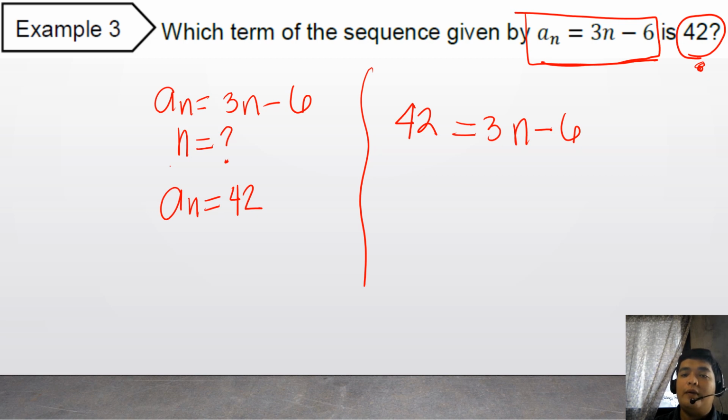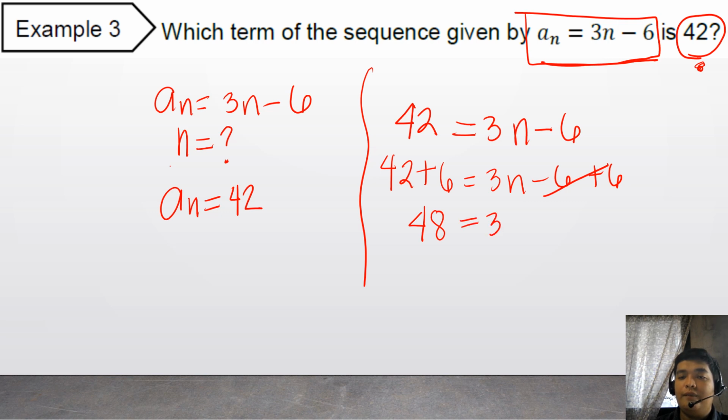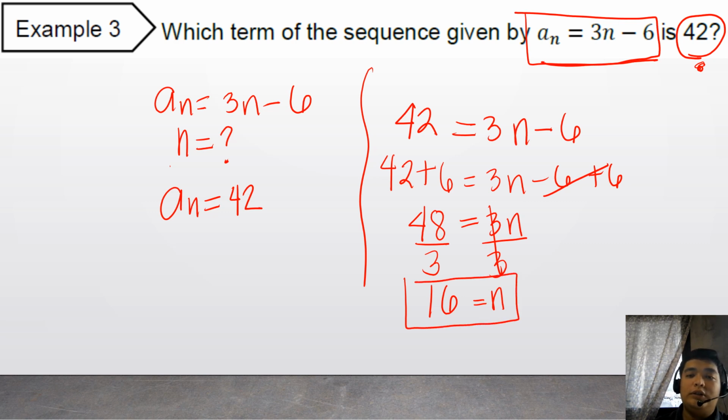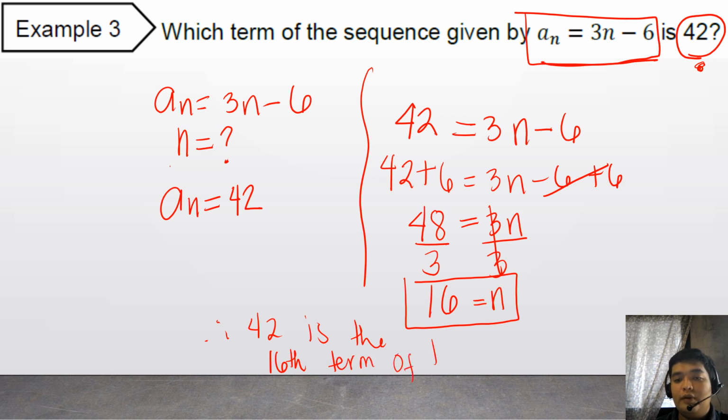So, what should we do? To eliminate the negative 6 here, we add 6 to both sides. So it is 42 plus 6 equals 3n minus 6 plus 6. By the addition property, that is 0. So 42 plus 6 is 48 equals 3n. Then divide both sides by 3. Therefore n is 16. So therefore 42 is the 16th term of the sequence.